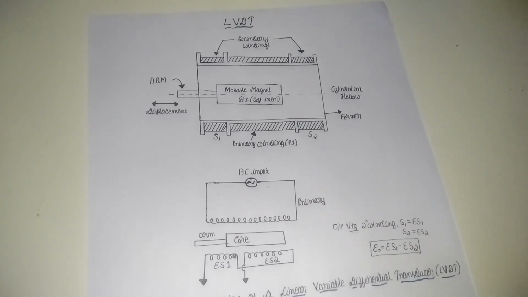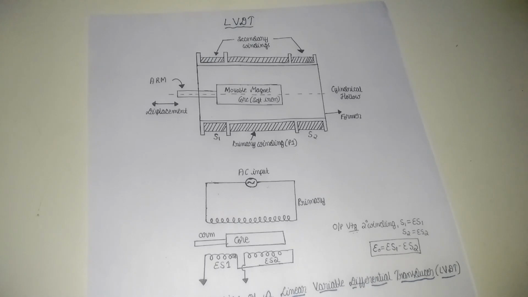Friends, today we are going to discuss the topic known as LVDT. The full form of LVDT is Linear Variable Differential Transformer. Today we are going to discuss the construction, principle and working of LVDT. Okay, let's start. Why do we need LVDT? LVDT is used for translating linear motion into an electrical signal.